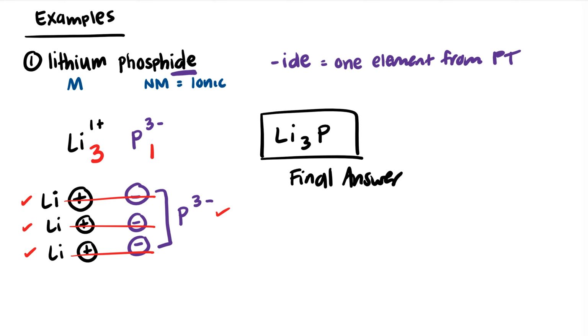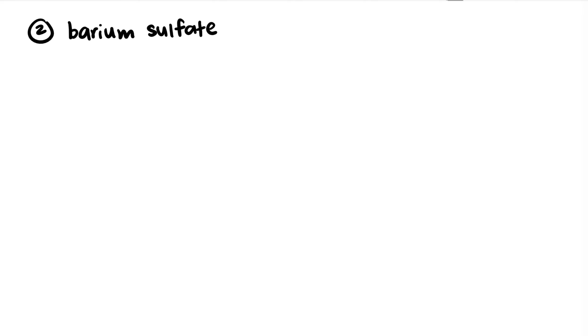Okay, let's try another one. Example number 2, barium sulfate. I see here I have barium, which is a metal, and I have sulfate, which is a polyatomic ion. So I know I have an ionic compound. Again, no prefixes appear in the name, so I need to know the charges of each one of these ions in order to be able to write the correct chemical formula. So I'm going to look at my periodic table for barium.